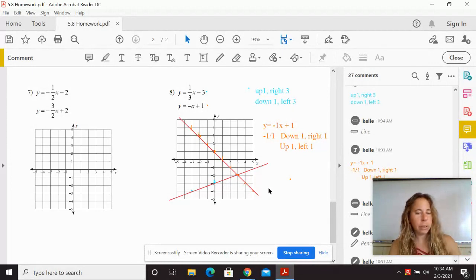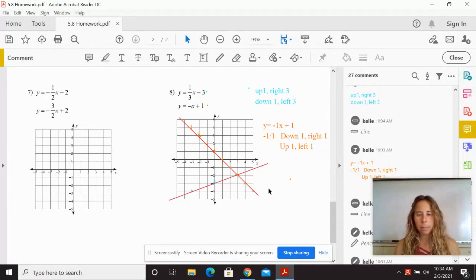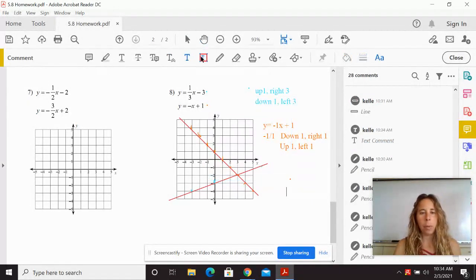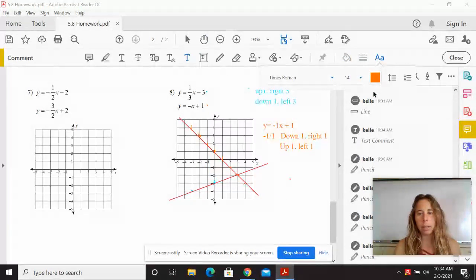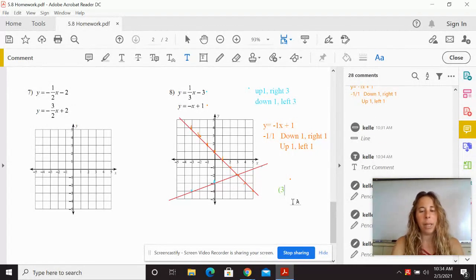So you have your two graphs. What is the solution to the system of equations? It's the point where they intersect, right? So what point do they intersect? I'll make it green. They intersect at the point x is 3, y is negative 2, right there. So your answer is 3, negative 2.